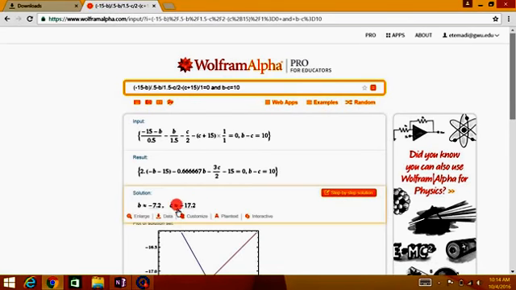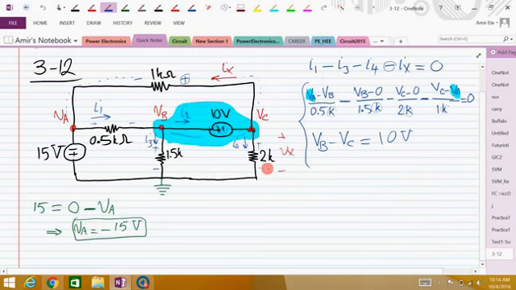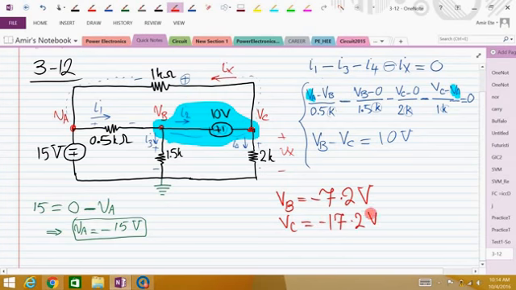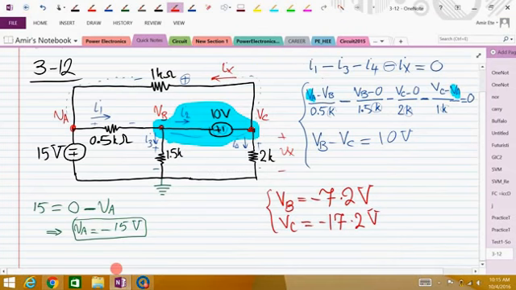So here is my solution. VB is minus 7.2 volts and VC is minus 17.2 volts. Just double check, minus 7.2 minus minus 17.2 is 10. Alright.